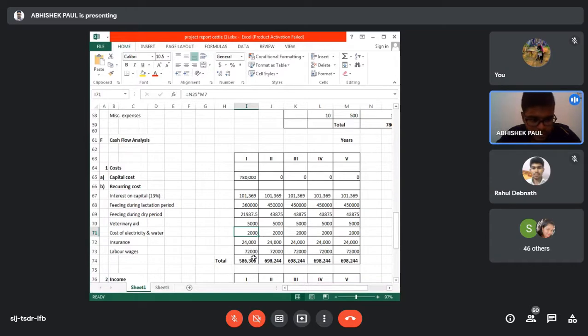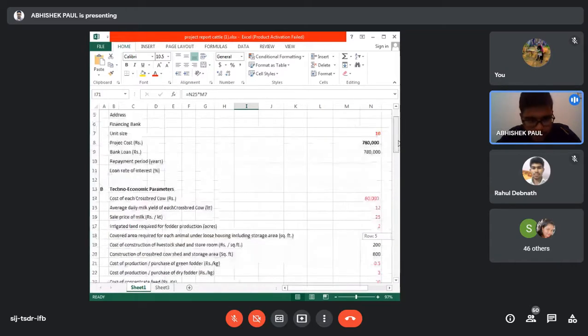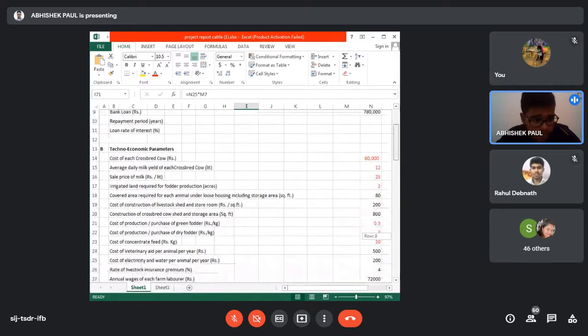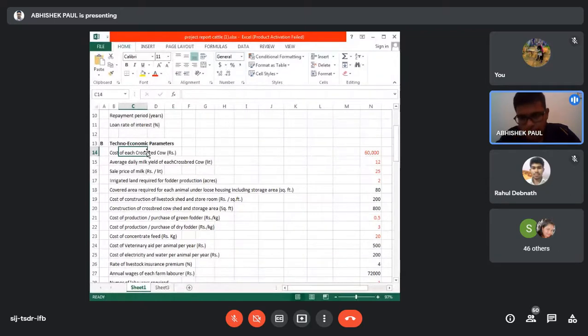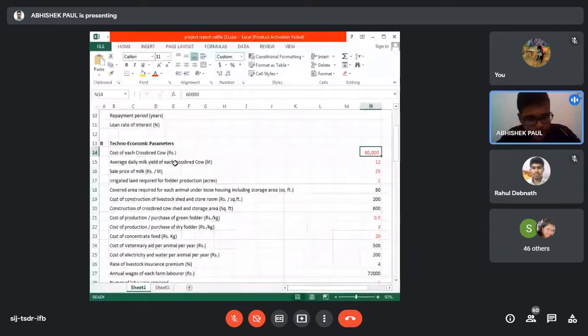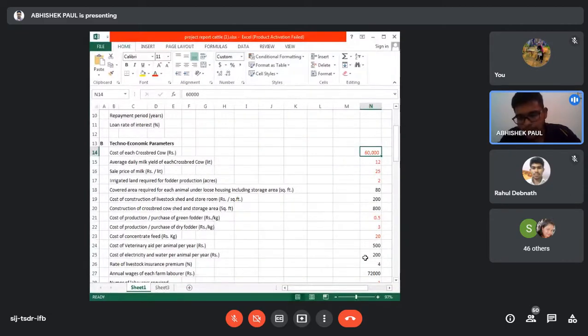Then insurance and labor charge. I hope you are getting a little bit confused. You see, these are assumptions, and based on these assumptions only we have to do the project. The cost of the crossbred cow will be 60,000. We have assumed all these parameters, but what you have to learn is the process, how to do the project. The cost of electricity per animal they have assumed is 200 rupees, so for 10 animals it will be 200 into 10 per year.